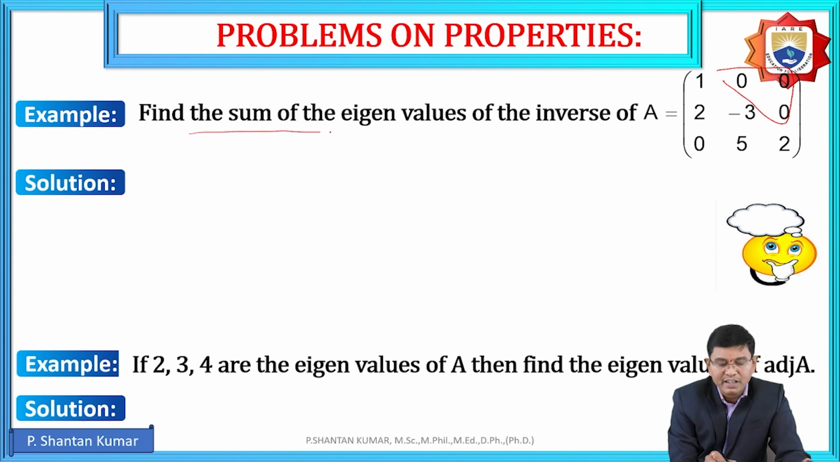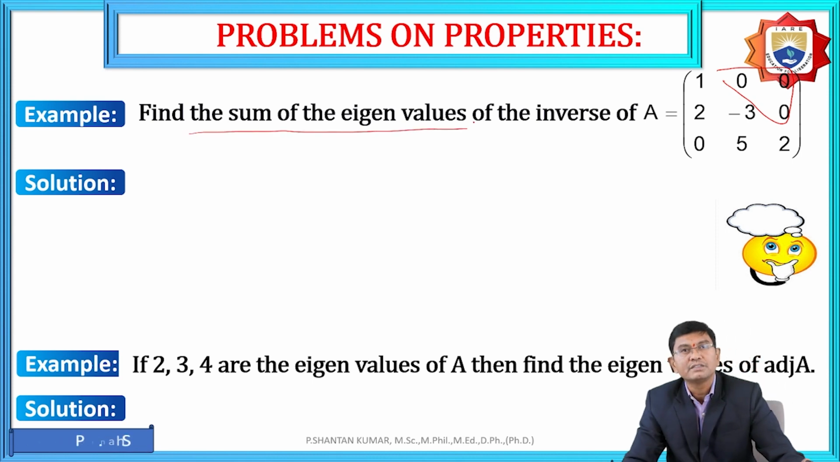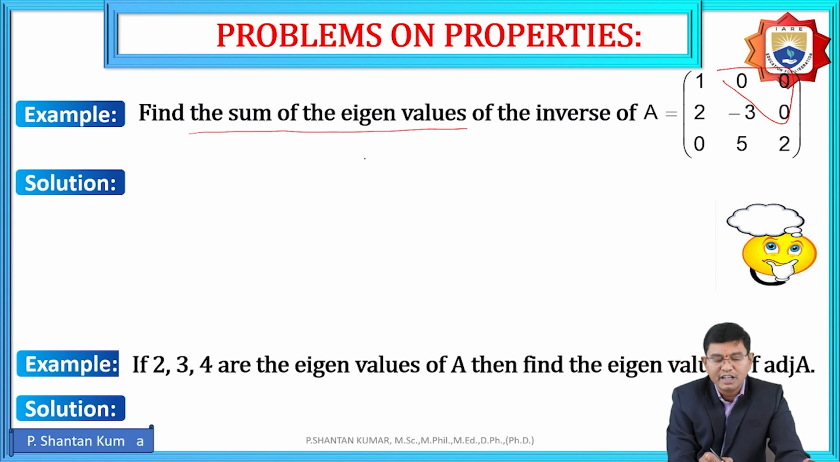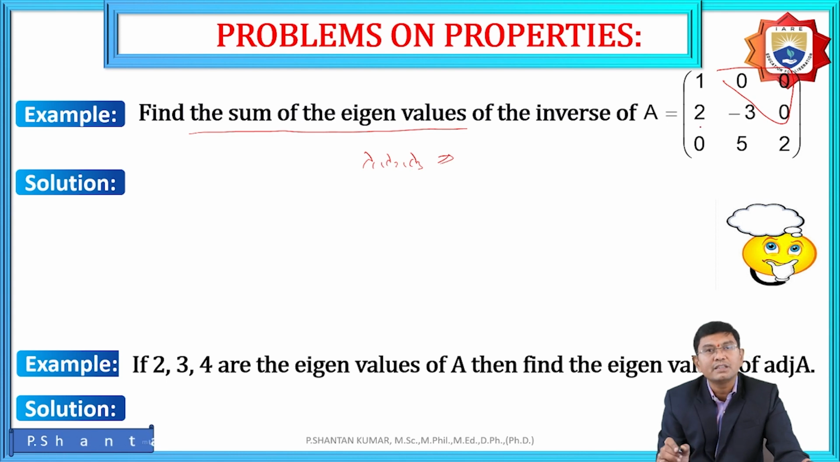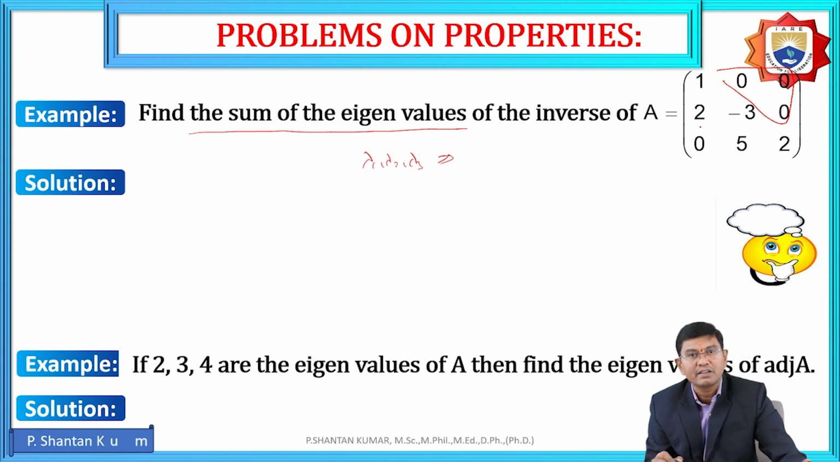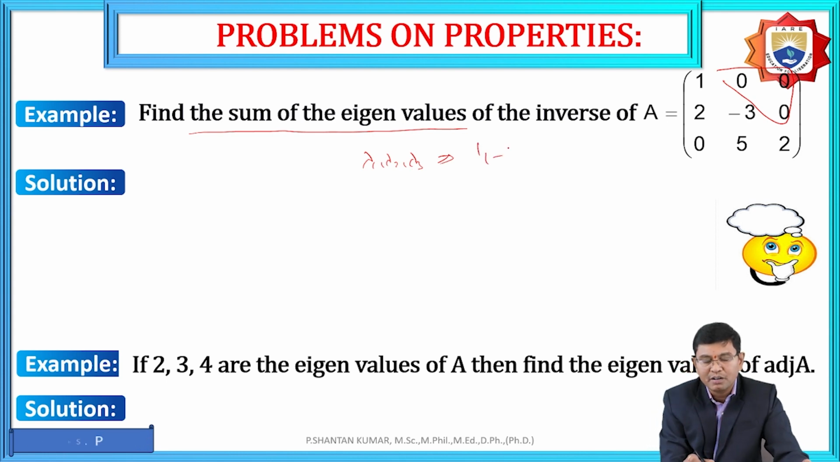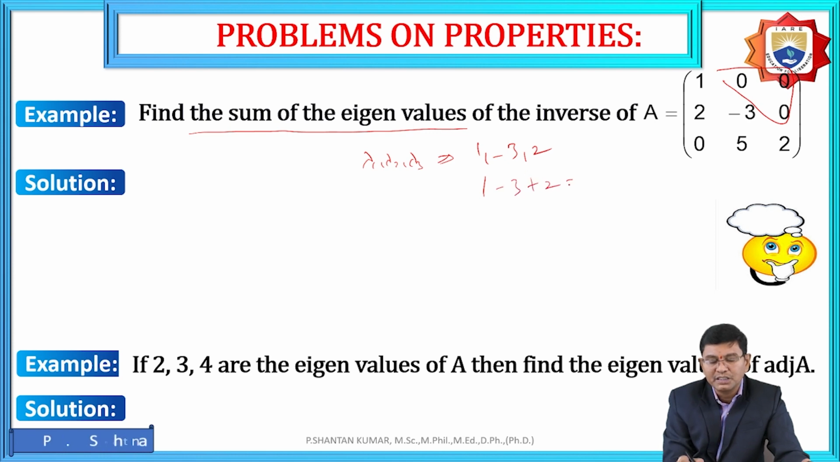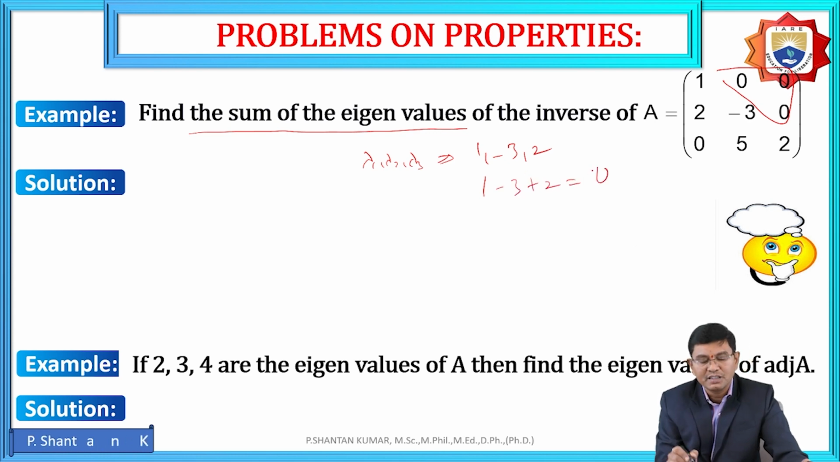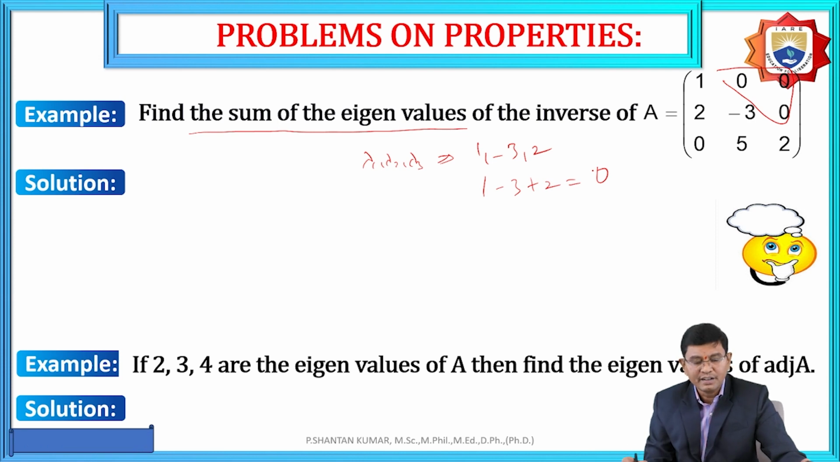Here, find the sum of the eigenvalues. The given matrix is a lower triangular matrix. The eigenvalues are the diagonal elements, that is 1, minus 3, 2. Here the problem is to find the sum. Sum means addition of the three eigenvalues: 1 minus 3 plus 2 is equal to 0.